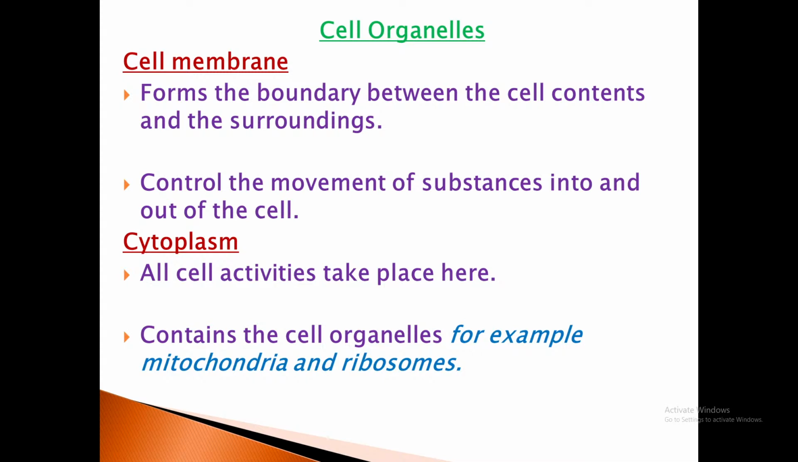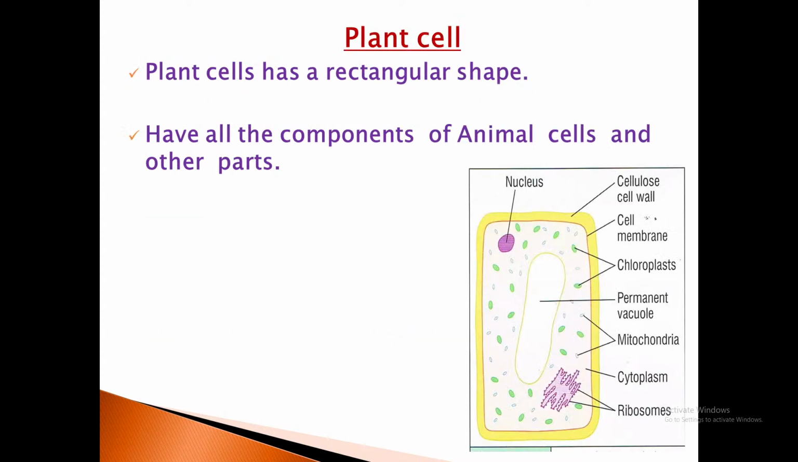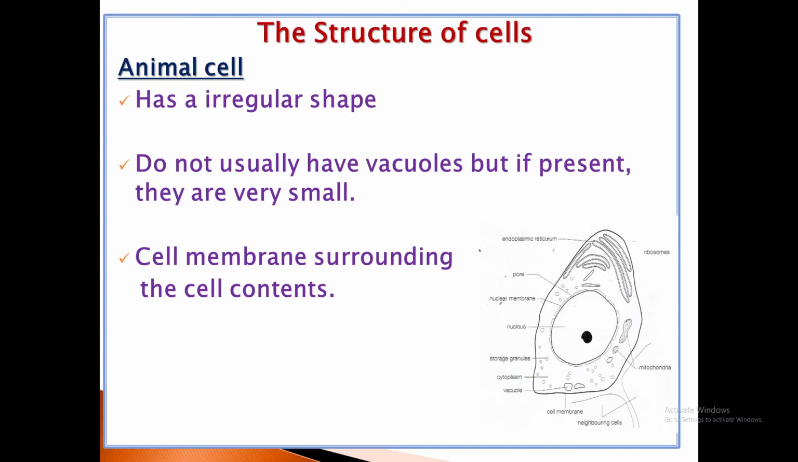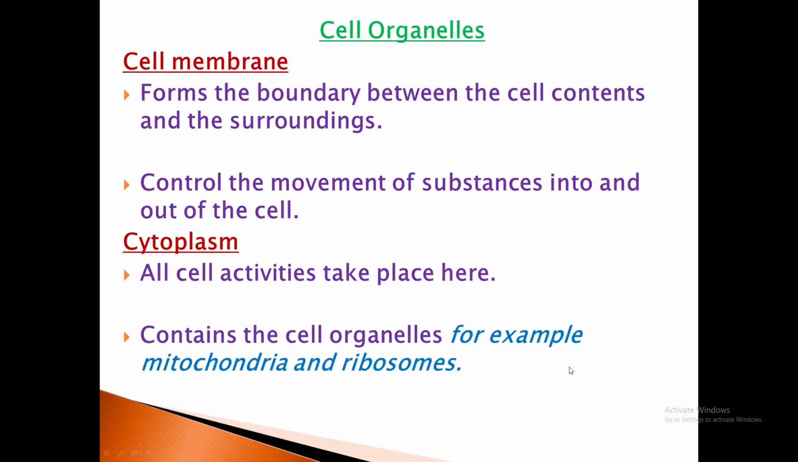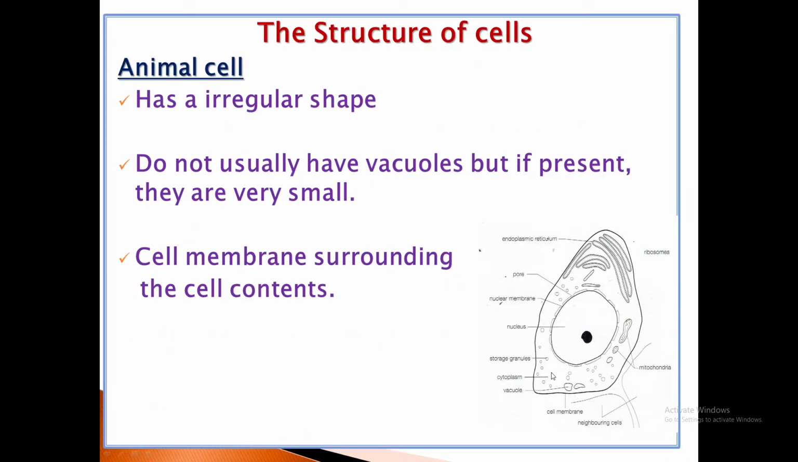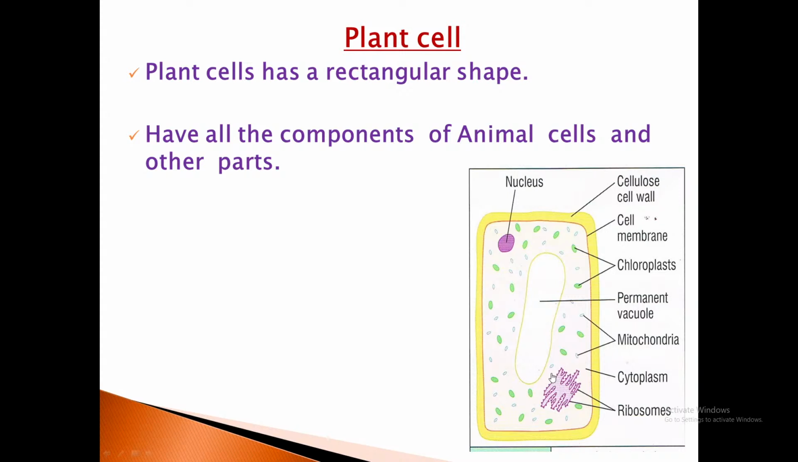Moving down to the next component, this one is now called the cytoplasm, and you can refer to the diagram and look where the cytoplasm is. As for the animal cell, the cytoplasm is all of this space right there. So the cytoplasm is basically the space that is created by the cell membrane. All of this space inside here is called the cytoplasm.